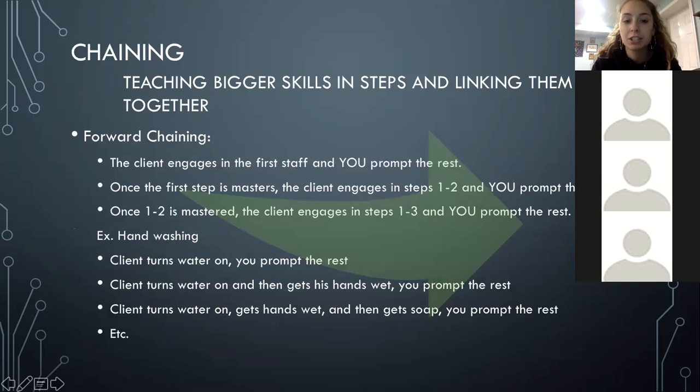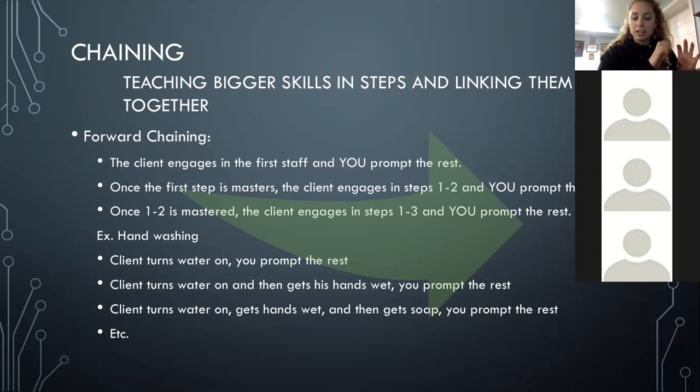Our next procedure is called chaining. So this is teaching bigger skills in steps and then linking them together like a chain. Okay. So when we teach this, we often go with hand washing because it's really easy. And it's something we all have to learn how to do. So we're going to start off with forward chaining. We have forward chaining, backward chaining, and total task chaining. Those are the ones you're going to need to know for the exam. Forward chaining.